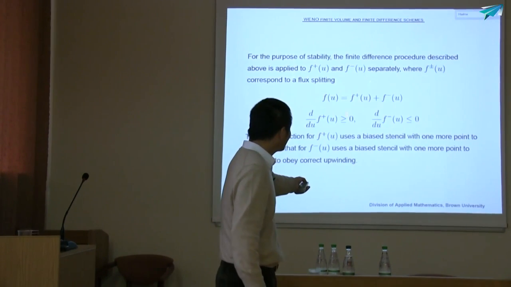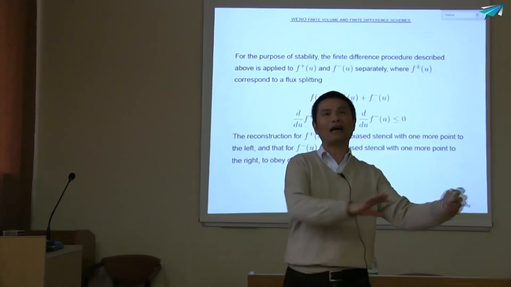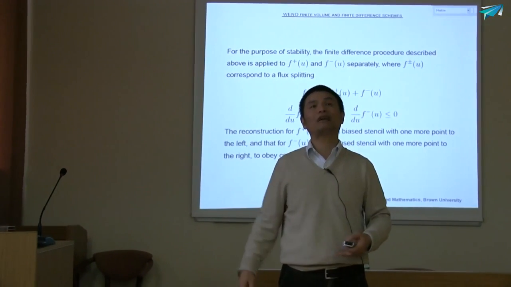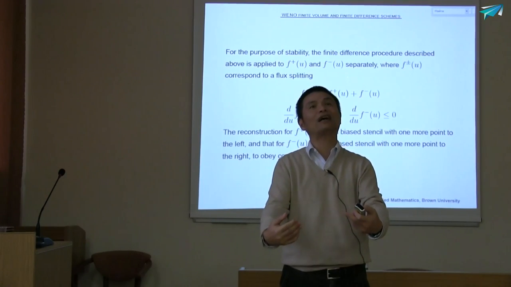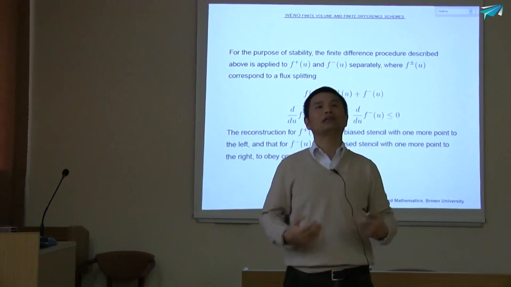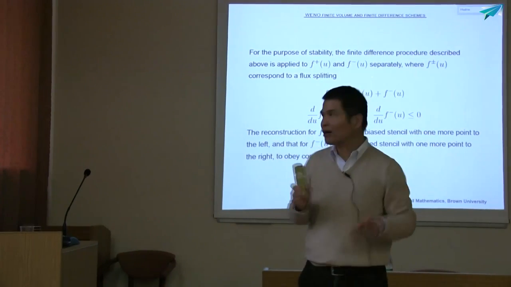F plus of UI, you use this stencil on the left. F minus of UI, you use the stencil biased to the right. You do two different reconstructions, you get the corresponding numerical fluxes, you sum them up. That will be your numerical flux. Let's try to recall, right?